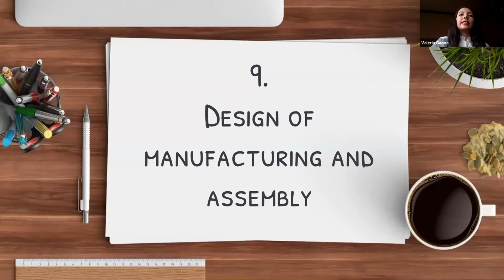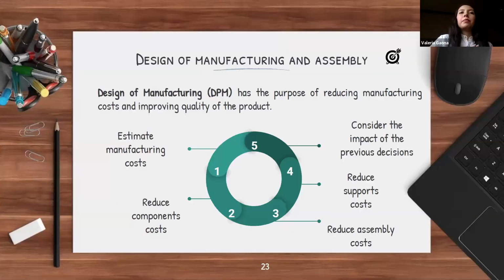And number 9, design of manufacturing and assembly. This has a purpose of reducing manufacturing costs and improving the quality of the product. First, you have to estimate your manufacturing costs and then reduce the costs for the components, assembly, support. And the last step, that is the most important for me, is that you have to consider the impact of the previous decisions. You are the one who established your limits. So your product is going to have the same quality that you thought of, and it's going to look exactly like you thought of, but you're going to reduce your costs and your manufacturing process.